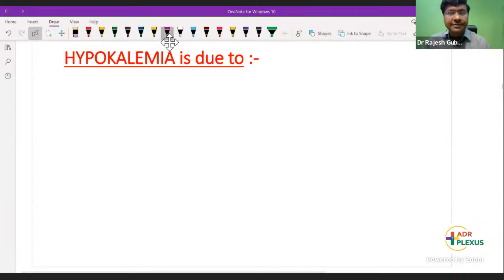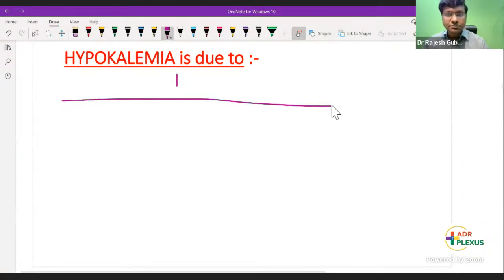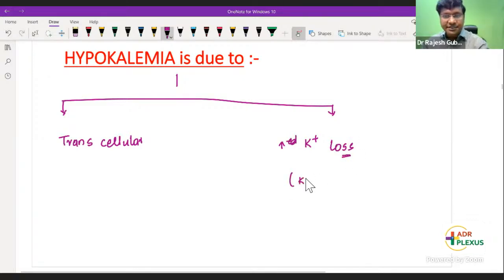Whereas you take hypokalemia, even here you have almost the similar causes. One is your transcellular shift. Right, and the second important cause will be increased potassium loss, right? That is potassium depletion. Now, let me discuss about this transcellular shift.